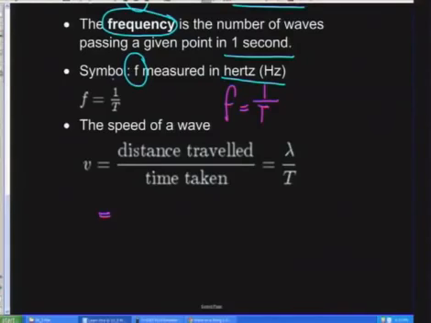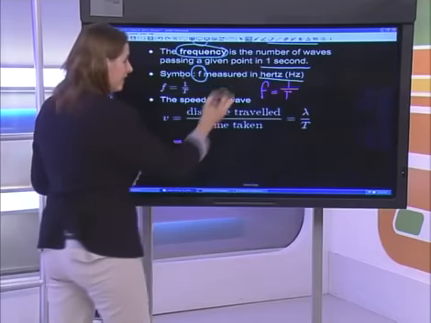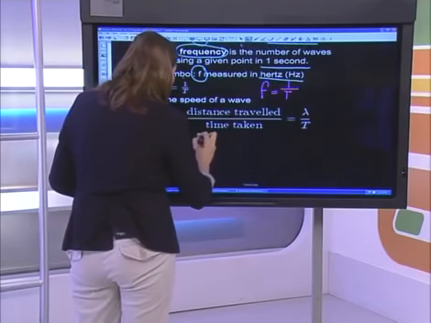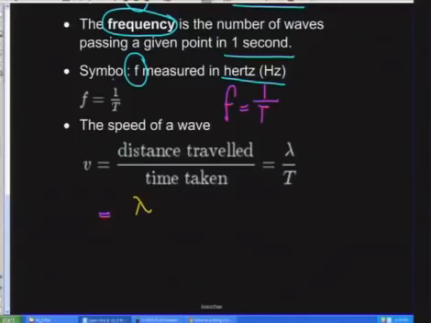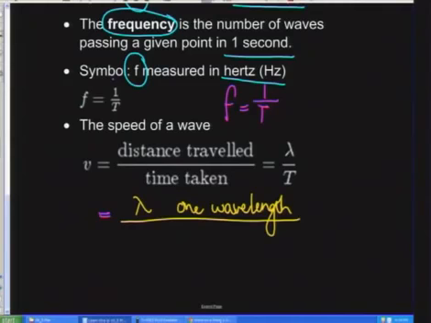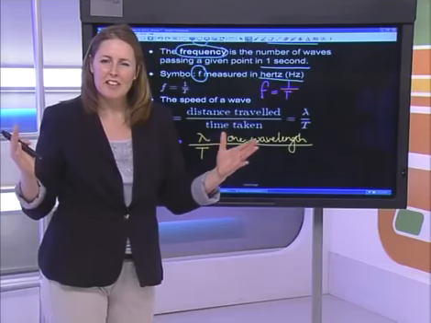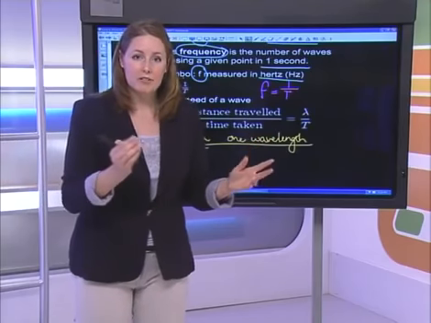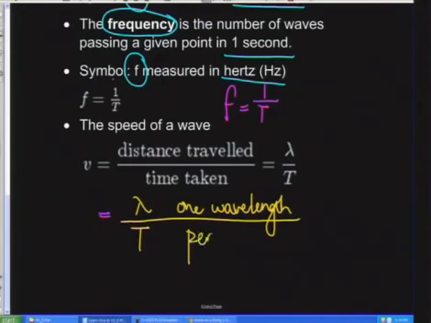I have got a name, I should say, not a value, for the distance of one wave. That is going to be lambda, which is one wavelength. Okay, the distance of one wave. And I can divide that by the time taken. The value for the time taken would be the period, the time it would take for one wave to pass. And that we call the period.